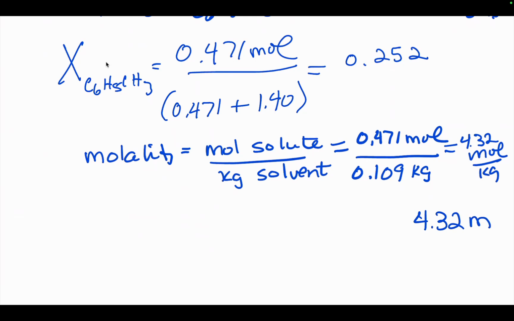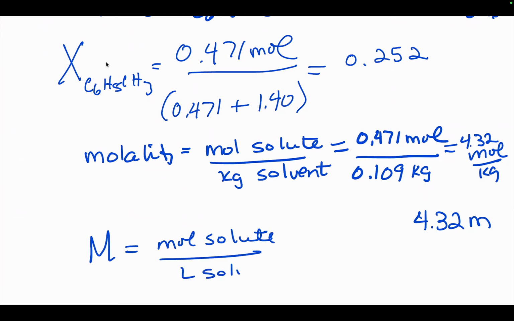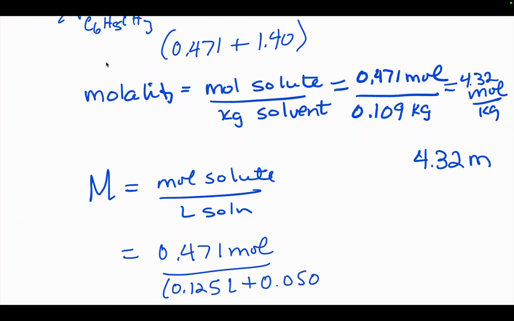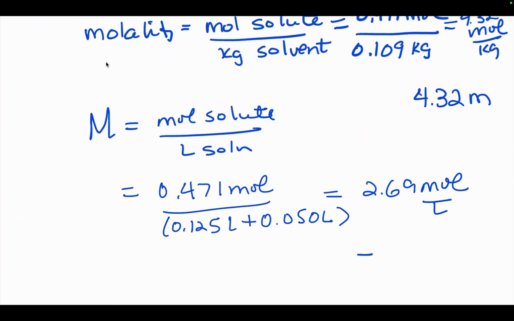Lastly, we want to get molarity, and molarity is moles solute over the liters of the solution. So my moles of toluene is 0.471 still, and my liters of solution is adding up those milliliters up above. And when I do this, I get 2.69 moles per liter. Also, I could write that as 2.69 capital M.